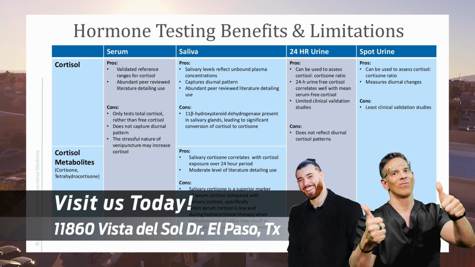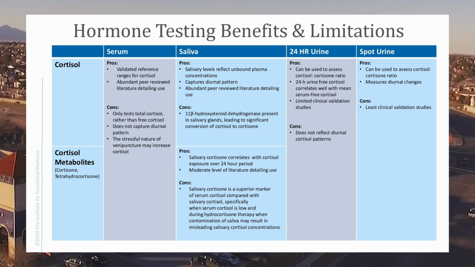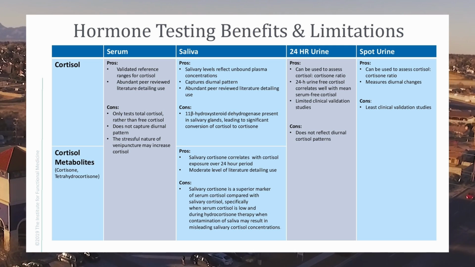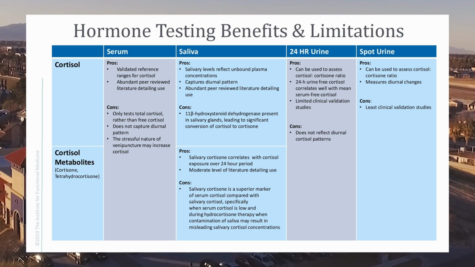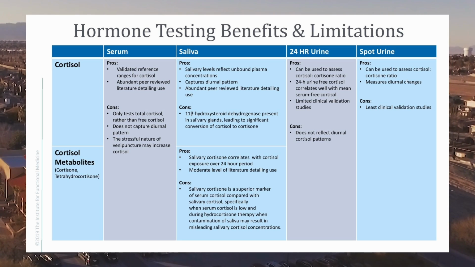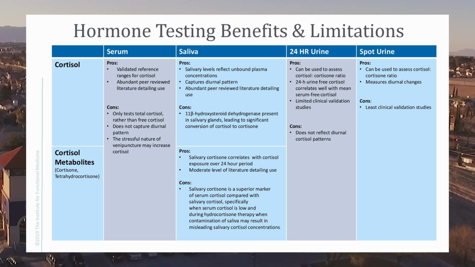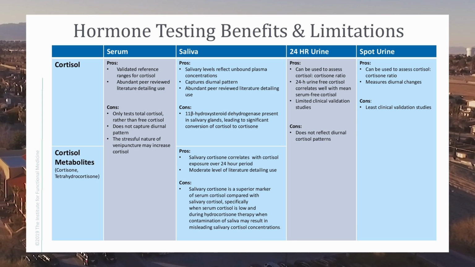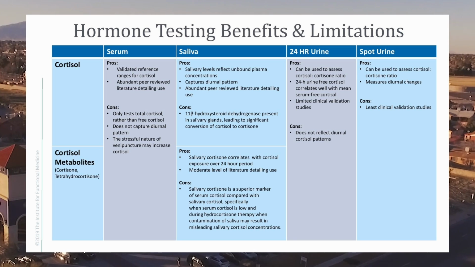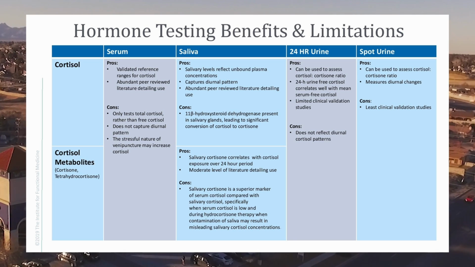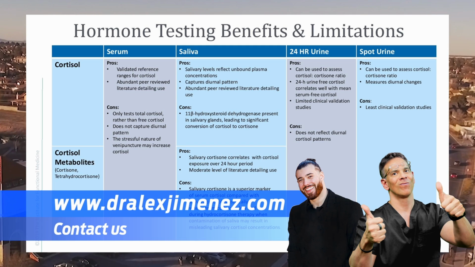Now, the problem here is 11-beta hydroxysteroid dehydrogenase. That is an enzyme that is present in the salivary glands. It's going to lead to pretty significant conversion of cortisol to cortisone. So there is some question as to the result that you're getting in the salivary cortisol. Is that really truly what's going on, or did a lot of it get converted to cortisone and you're not picking that up in the test?